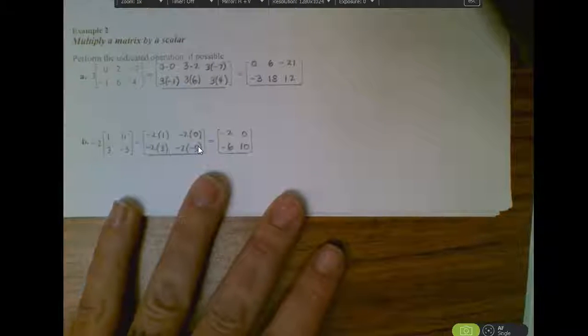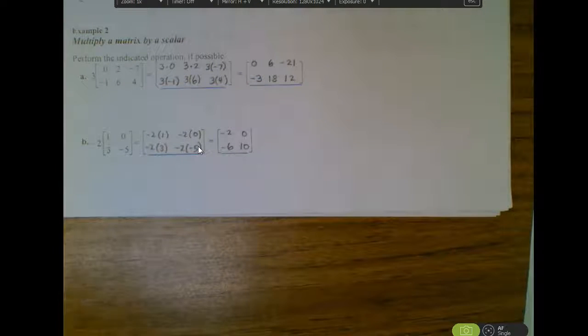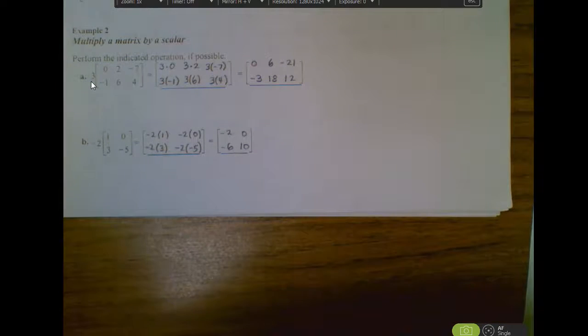A and B that you're seeing right here, this is just like distribution. The number on the outside is what they call a scalar, and this just would apply to every element in the matrix. And so it's just distribution. So I multiply my 3 times 0, 3 times 2, 3 times -7. So you can see how all that was written for you right here. So we're just distributing the 3, and we would get this as our answer.